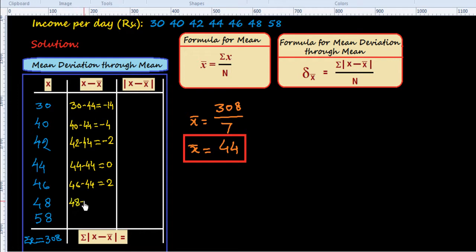48 minus 44, we get here 4 positive, and 58 minus 44, we get here positive 14. Basically, if you get the summation of the deviations from the mean and add them up, you always get 0. So therefore we need the absolute value of this, because we are counting it as a distance of a number from the mean.